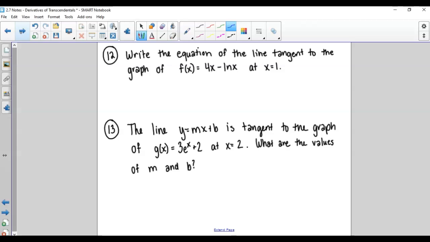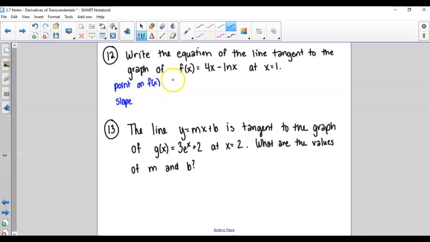Okay, so let's look at some of the questions that you might get. For number 12, it says write the equation of the line tangent to the graph of f of x equals 4x minus natural log of x at x equals 1. So when you're writing the equation of a tangent line, you need two things. You need a point on f of x and the slope.